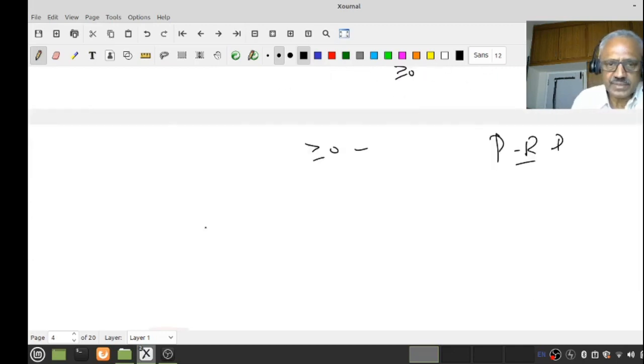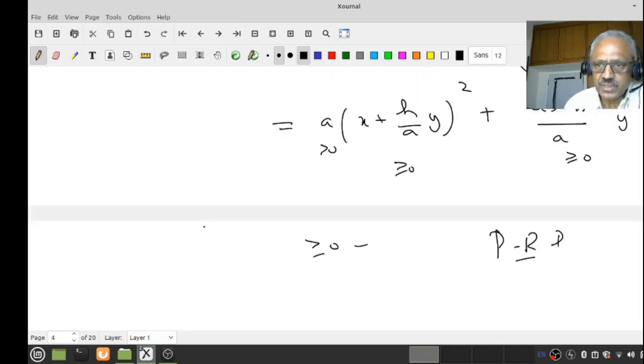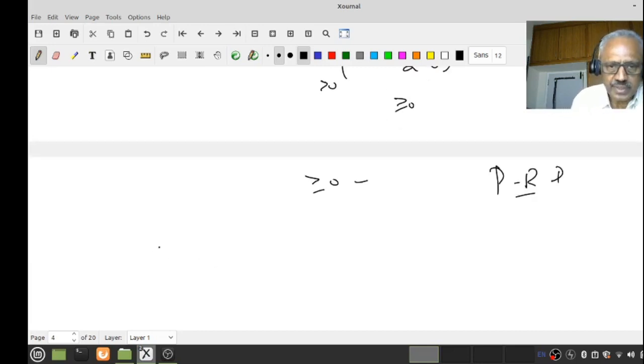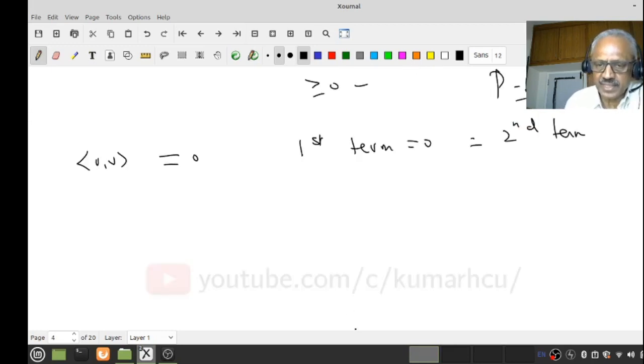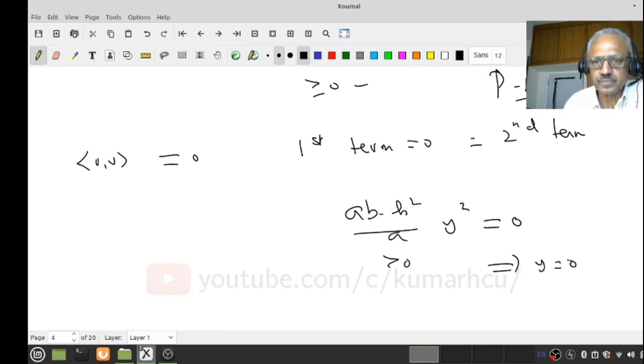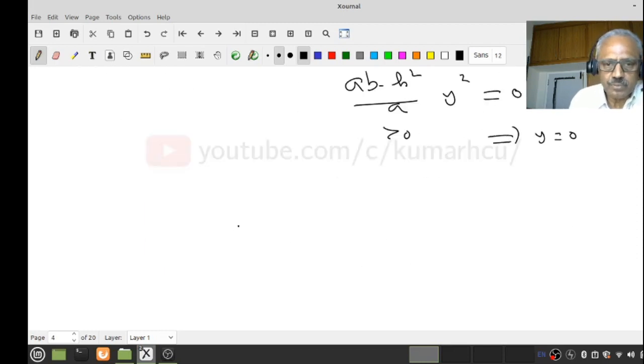Right. Next, when it is 0, if it is 0, each term must be 0. Right? Suppose the inner product (v, v) is 0. That means the first term is 0. That is equal to the second term, that is also 0. But let's concentrate on the second term. That is (ab minus h squared) by a into y squared is 0. But this is positive. Therefore this implies y is 0. Right? Now plug it in.